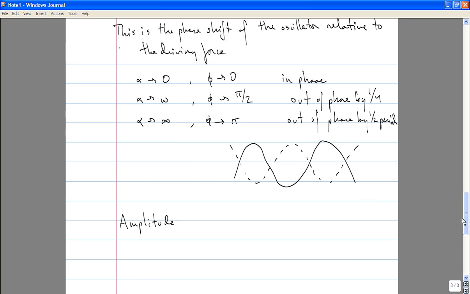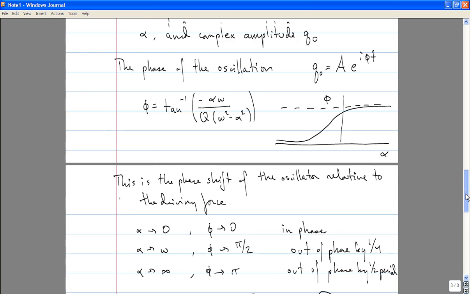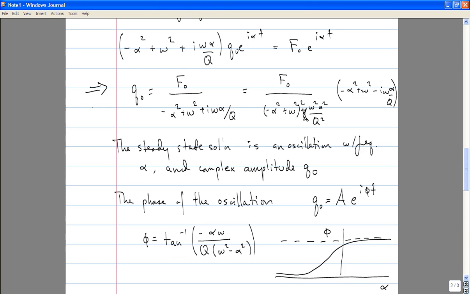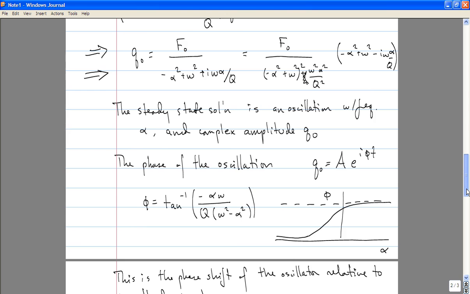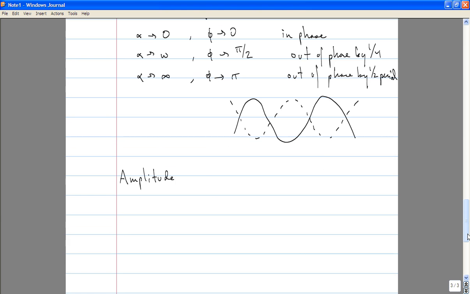So the amplitude is just the norm of Q naught as a complex number. So that is given by, I'll just write it down for you again, F naught over the square root of (omega naught squared minus omega squared) quantity squared plus alpha squared omega squared over Q squared.